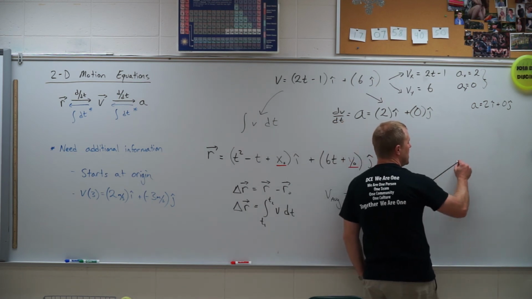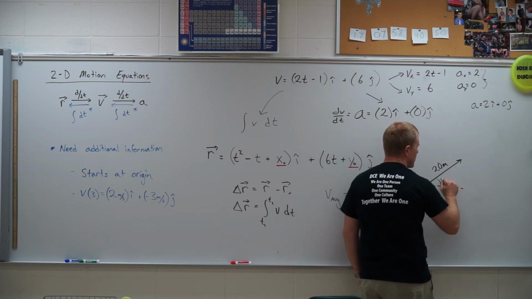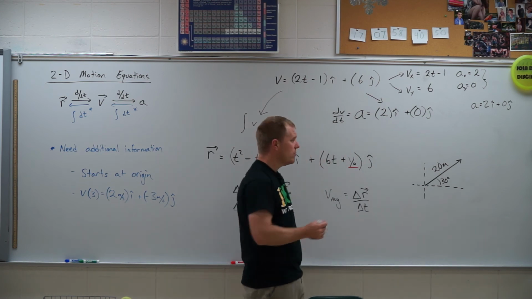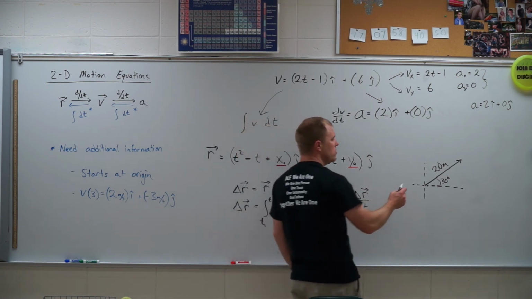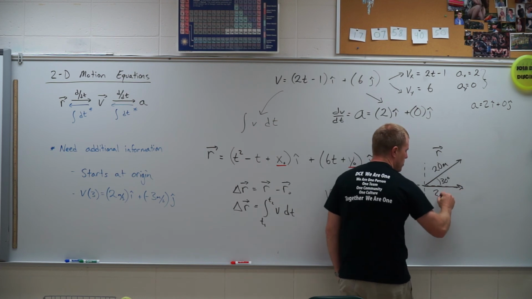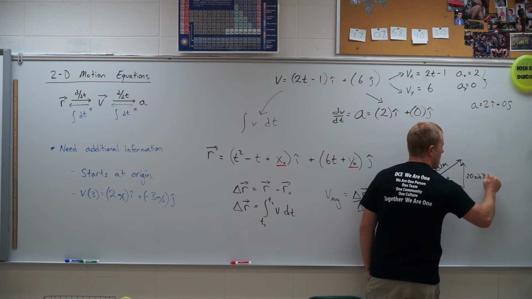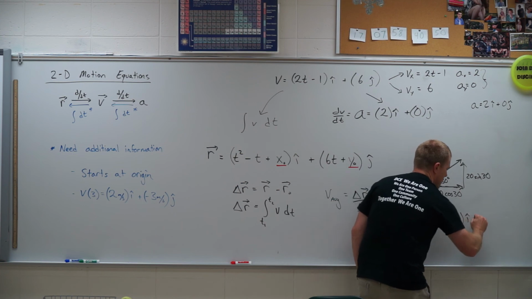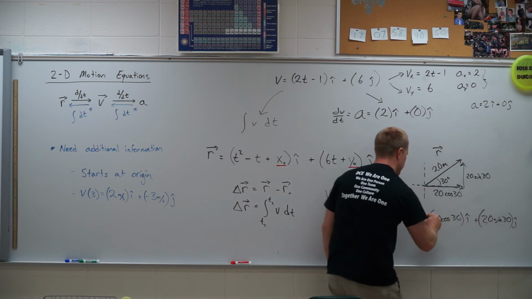You can think about anything as having a magnitude, say 20 meters, and a direction, say 30 degrees counterclockwise of the positive x-axis. From here, I could break this down, resolve this, this might be my r vector, into components. So it will have 20 cosine 30 and 20 sine 30. And so this would look like 20 cosine 30 i hat plus 20 sine 30 j hat.